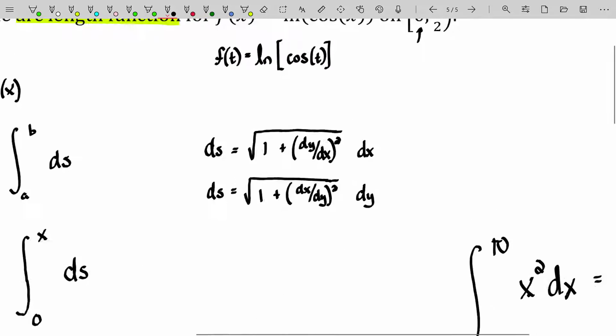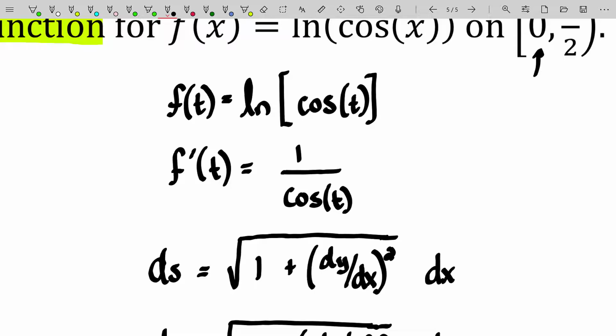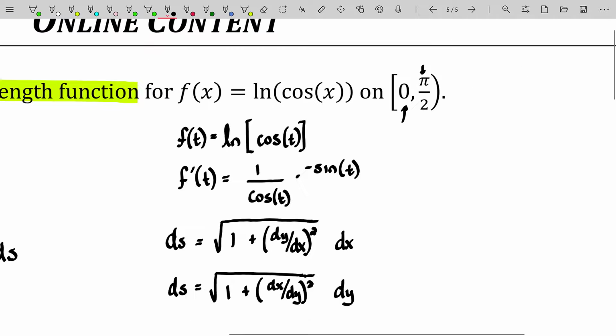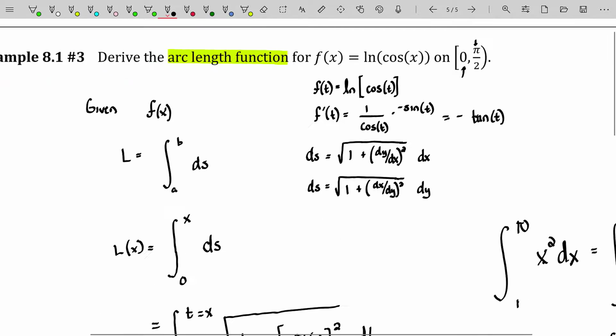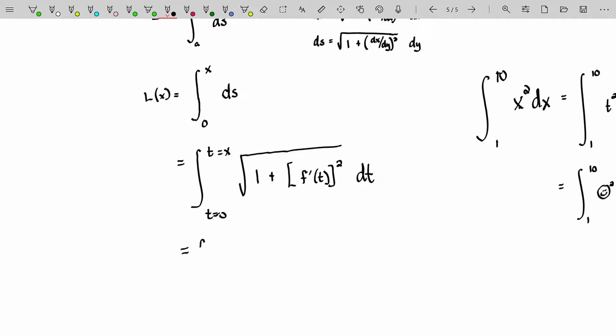Now, just as I would do in class, I'll go ahead and pre-work a lot of this information. So f prime of t is just, well, the derivative of the natural log is 1 over its argument, and then by the chain rule, the derivative of its argument. So you can see this is going to be the negative tangent of t. And if we square that and plug that into this function, or the integrand, if you will, you get to this point right here.